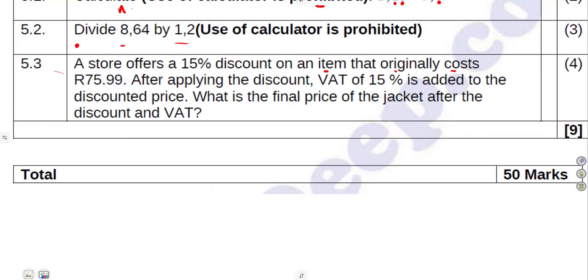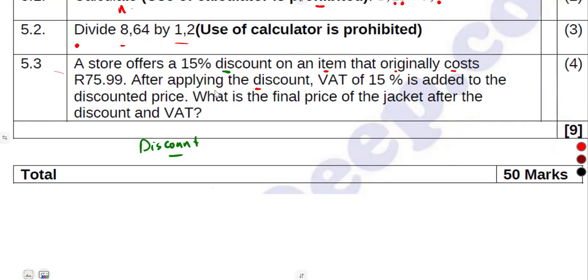All right, so that is all right. After applying the discount, value added tax of 15% is added to the discounted value. What is the final price of the jacket after discount and VAT? So this one, guys, there are two things to be considered. First, it is a discount. So let us work with the discount. The discount, it is what?